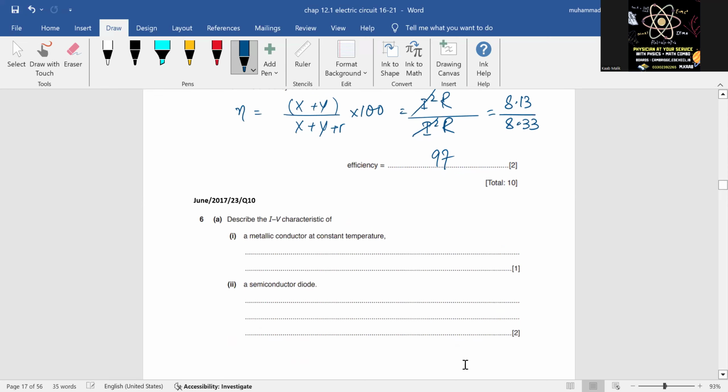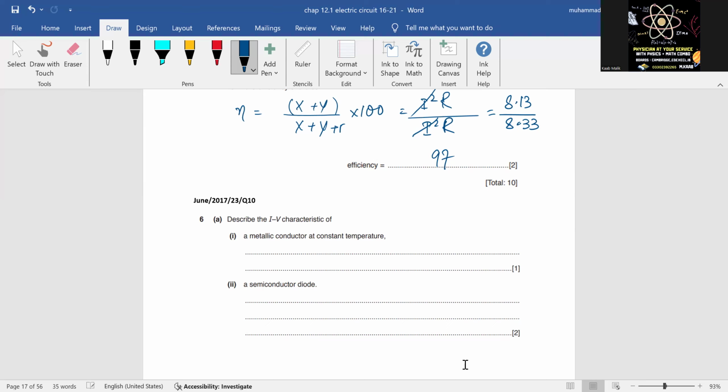Now let's move on. Yes, Irfan, your turn. Describe the IV characteristic of a metallic conductor at constant temperature.